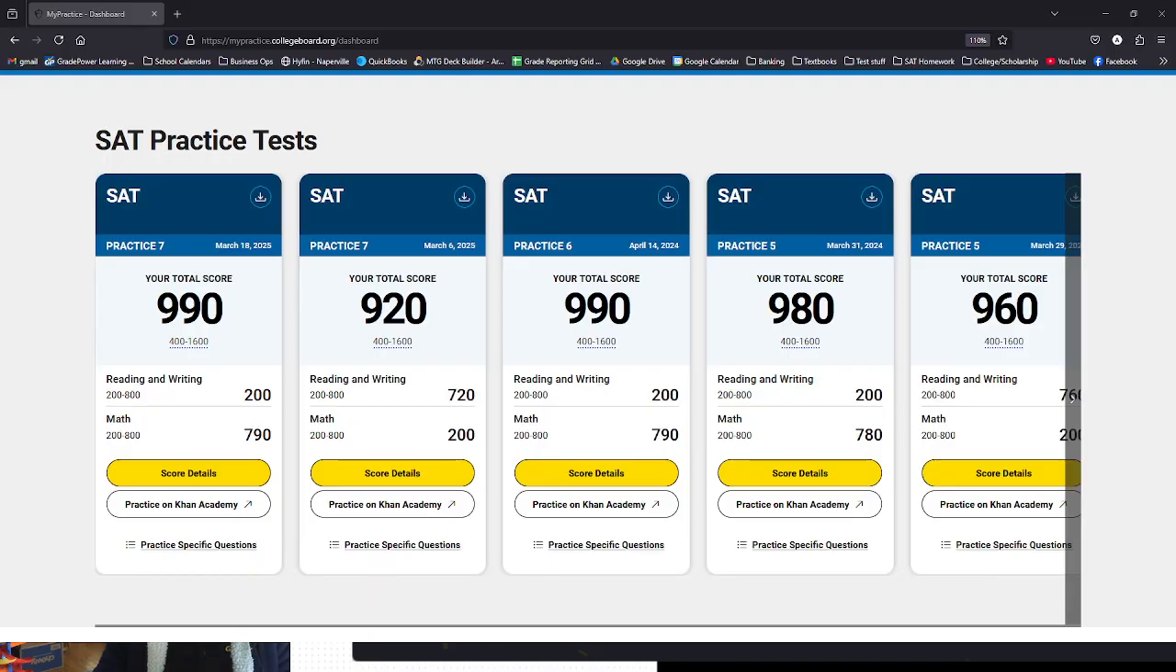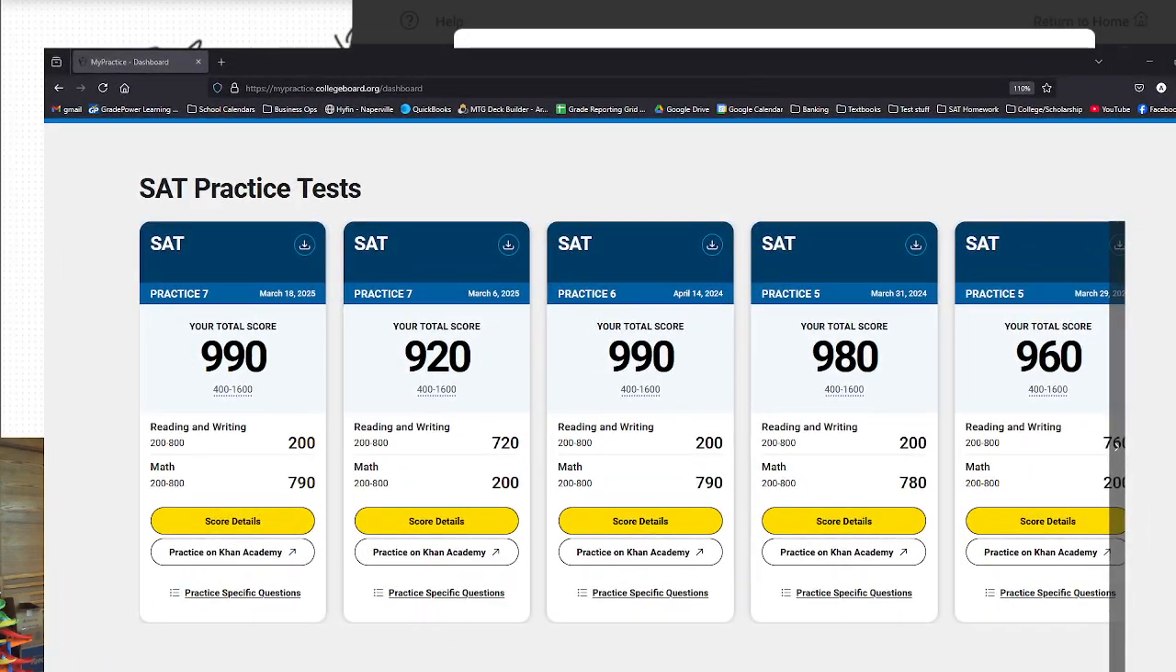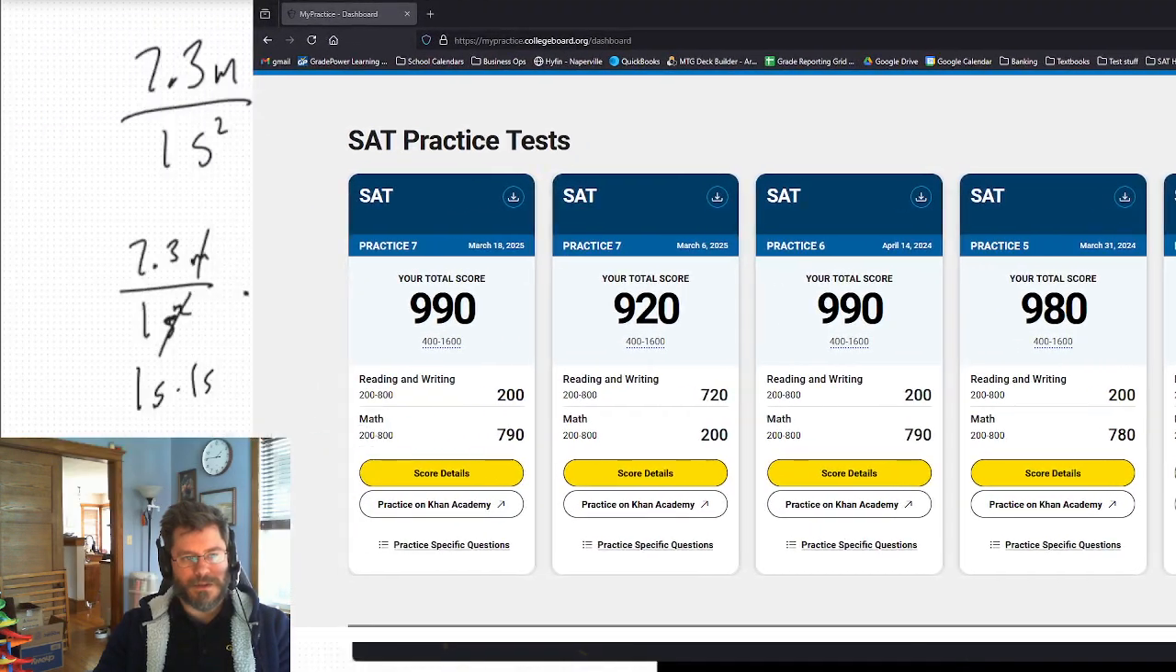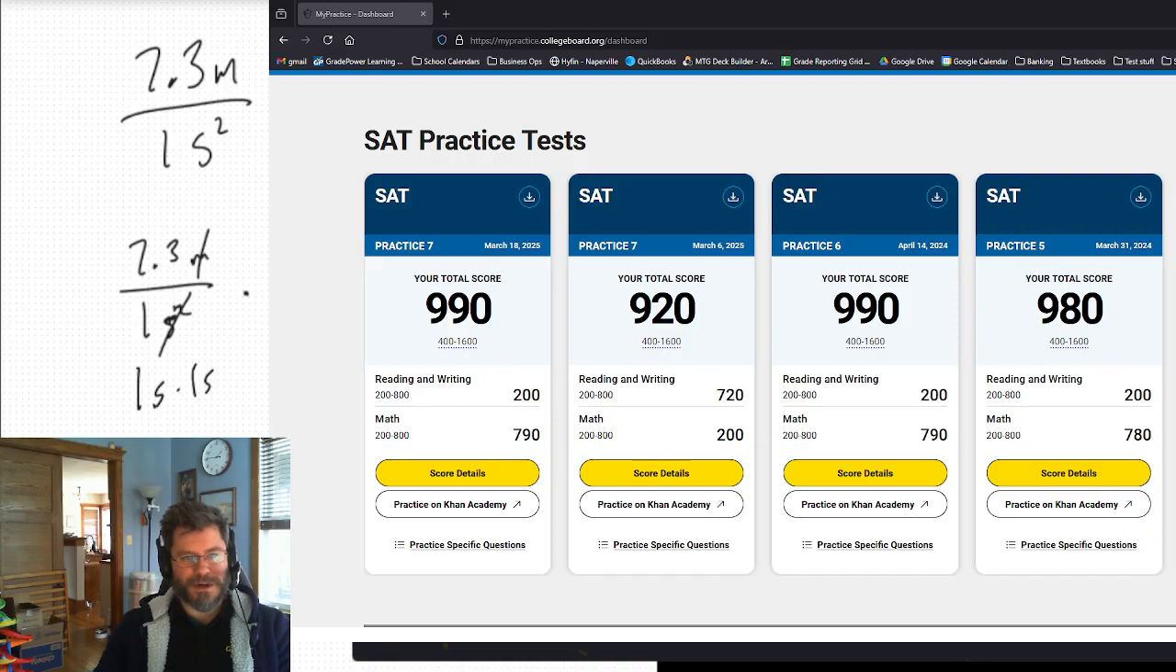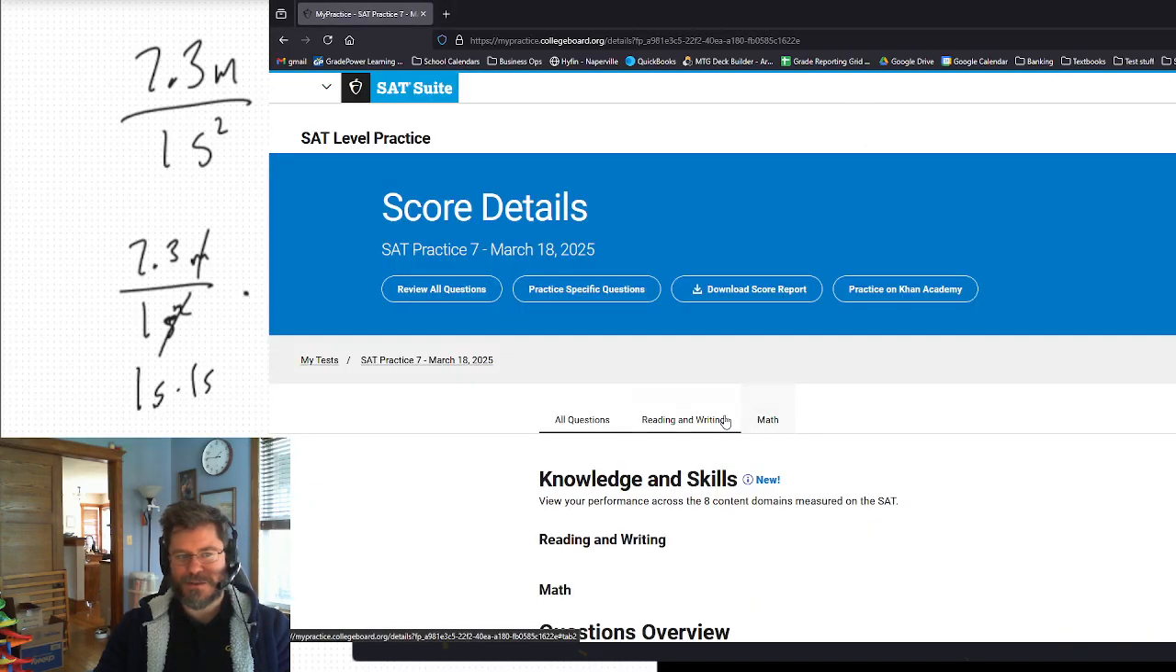There we go. All right, bring that down. So you'll notice that my score is, of course, not perfect in any of these. That's because I'm doing a couple modules at a time. And today we got a 790. Not bad. Let's check out our score details.